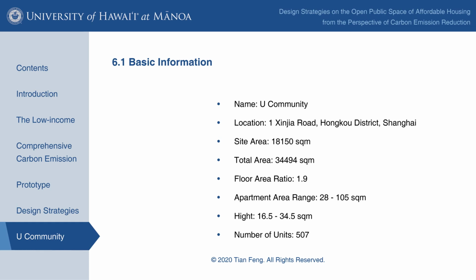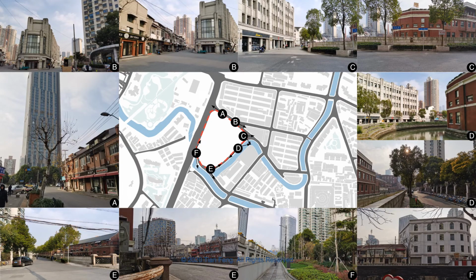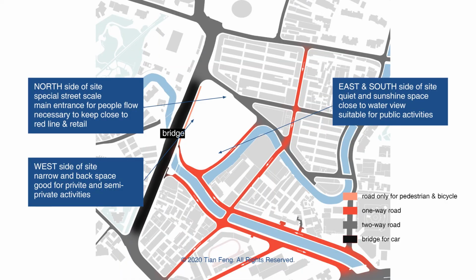Here is the basic information of my design. And this is a site plan. This diagram shows the basic atmosphere around the site. Based on the surroundings, I summarized the features for the 3 sites and set some expectations for my design.